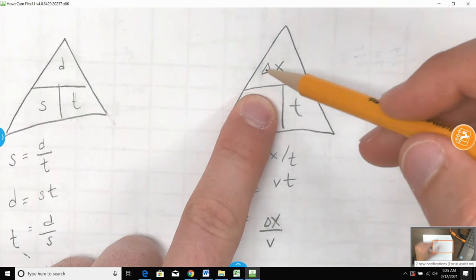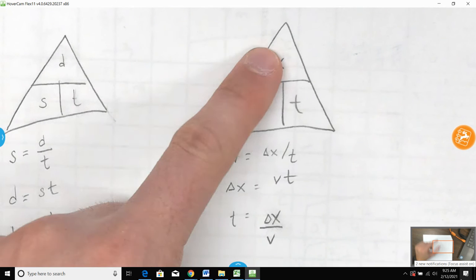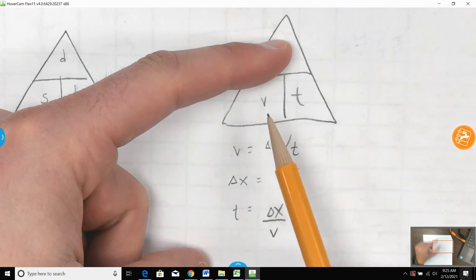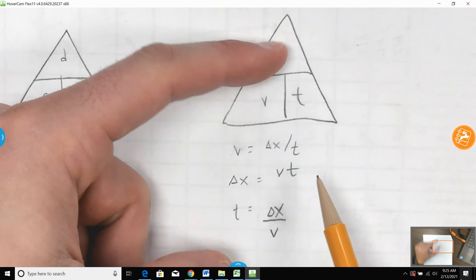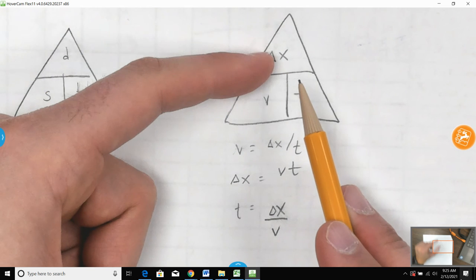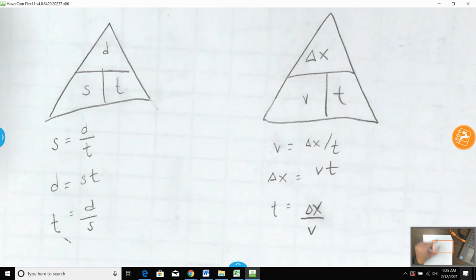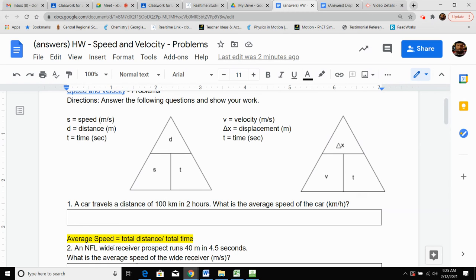And it's the same essentially for the other side. Solve for velocity. Displacement over time. Delta X over T. If you're looking for displacement, your average velocity times time. And then if you're looking for the time, if you cover up T, delta X divided by V. All right, so that is how you work them triangles out. So going into our homework assignment.